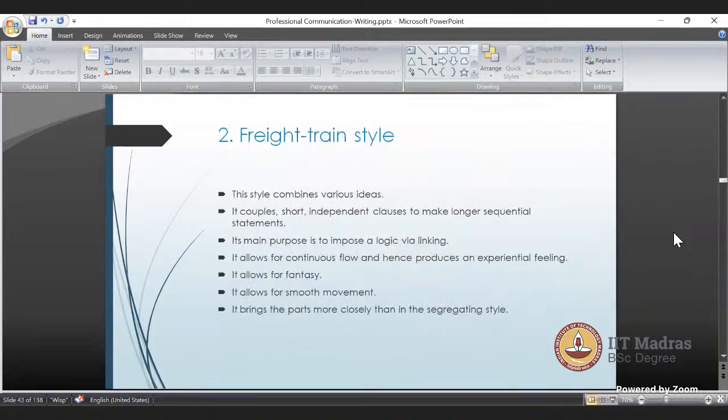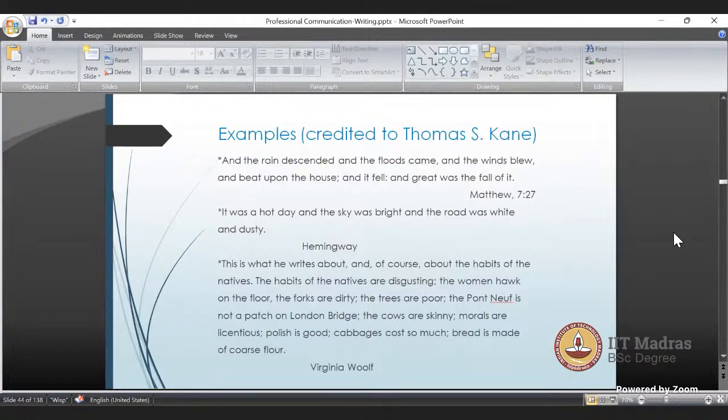But in the freight train style, because it's a longer sentence and it has multiple parts, they all appear to each other very closely. They're tied much more closely to each other than in the segregating style. Let's have a look at the examples. First one, a verse from the Bible. And the rain descended, and the floods came, and the winds blew and beat upon the house, and it fell, and great was the fall of it.